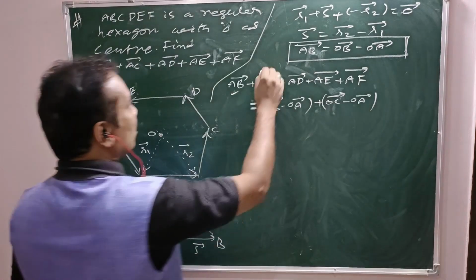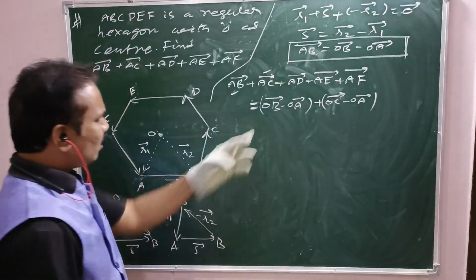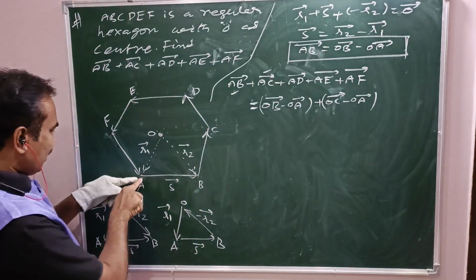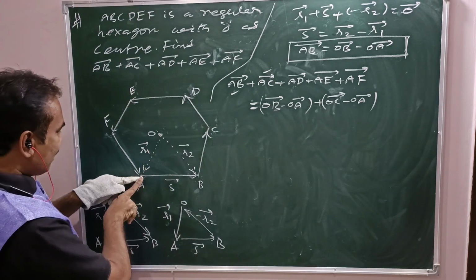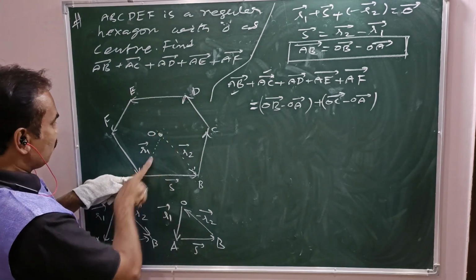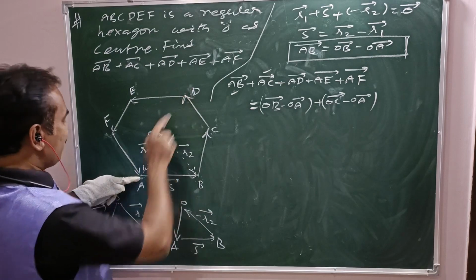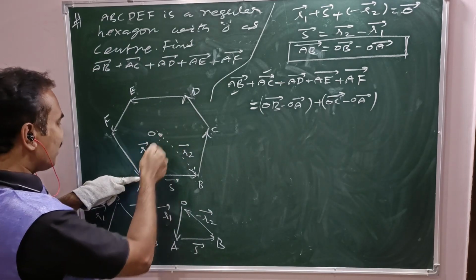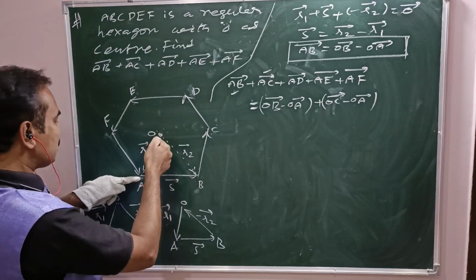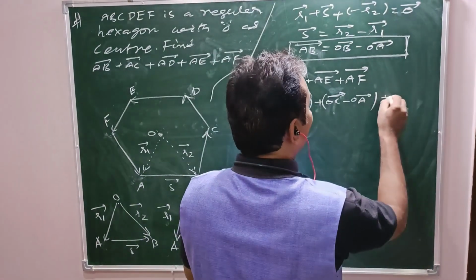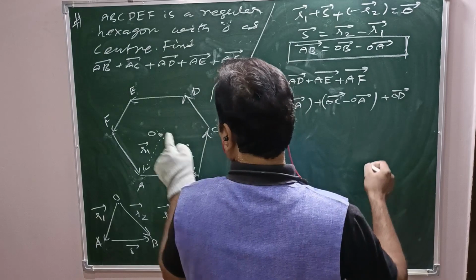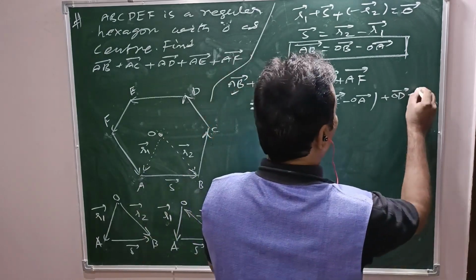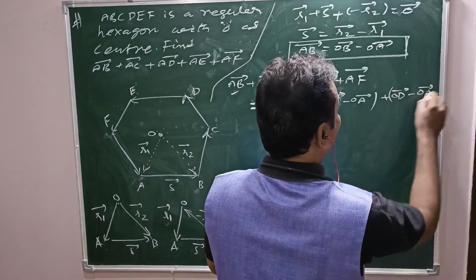Now coming to the third term, that is AD bar. A is somewhere here, D is somewhere here. AD bar through origin O. A is initial, D is final. So final position vector minus initial position vector, that is OD bar minus OA bar.